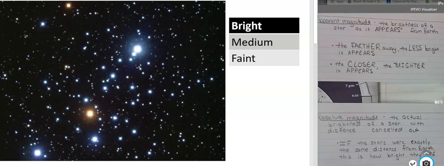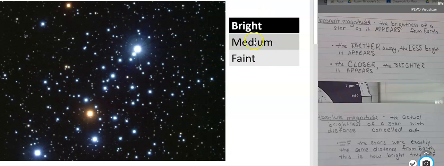Today we are going to focus on apparent magnitude in a few pictures of stars. Tomorrow you're going to have to quantify that. By quantify, that just means data is involved. That means you're going to get some numbers. Today, I would like you to just look at this picture and decide for yourself.